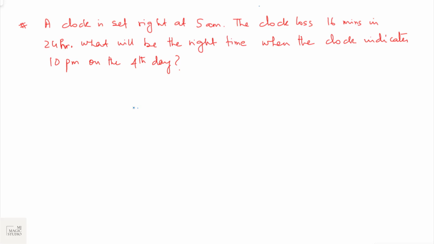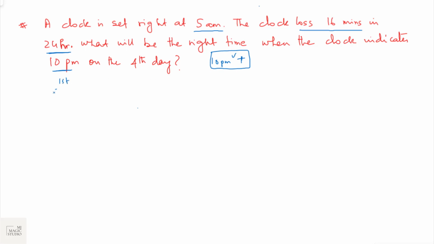Now let's take up one more example to understand this logically. This time I've taken a clock which is losing. A clock is set right at 5 a.m. The clock loses 16 minutes in 24 hours. What will be the right time when the clock indicates 10 p.m. on the fourth day? Simply we can see that the clock is losing time. That means time should be more than 10 p.m. In the correct clock, the answer should be 10 p.m. plus. Now how much?